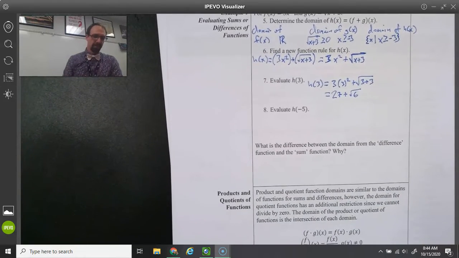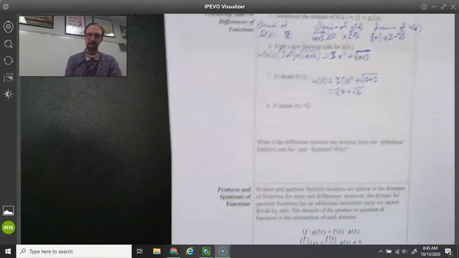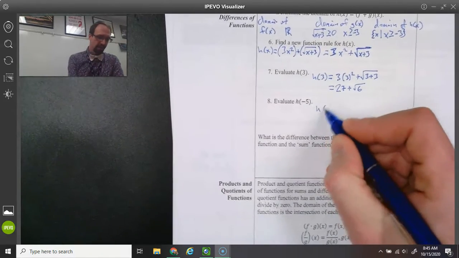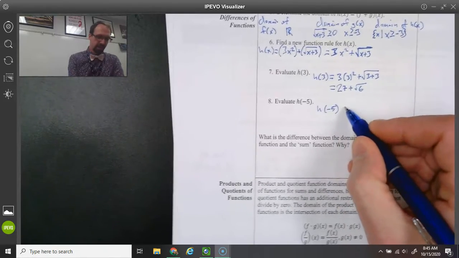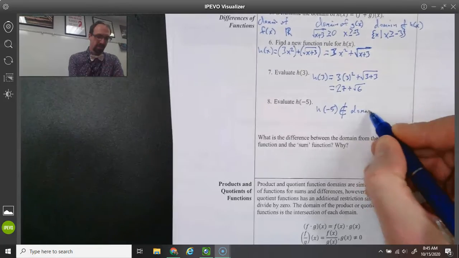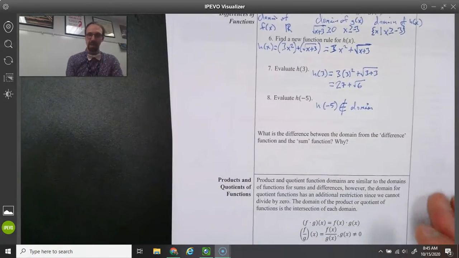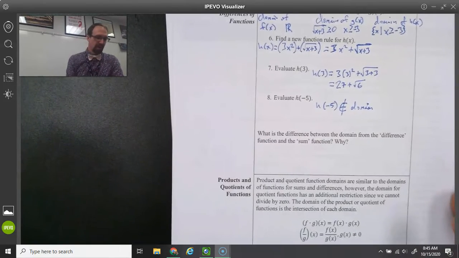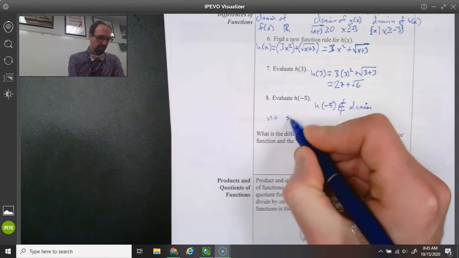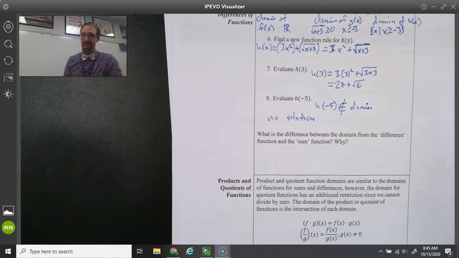H of negative 5. This is where it's very important to look at the domain. With h of negative 5, you actually can't evaluate this. H of negative 5 is not an element of the domain. So you can't actually evaluate h of negative 5. H of negative 5 isn't even possible. An example of this would be no solution, because you can't evaluate it. There's not an option for a solution, because it would give you an imaginary number.